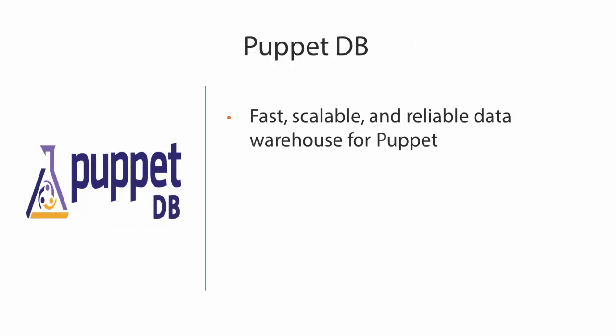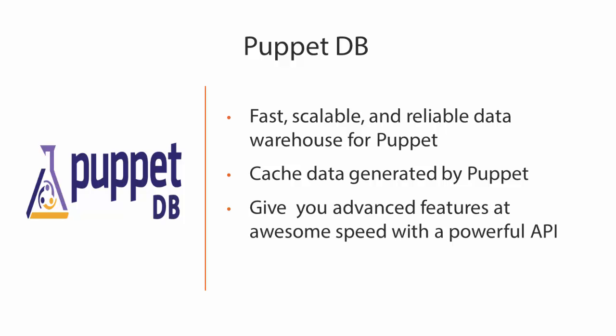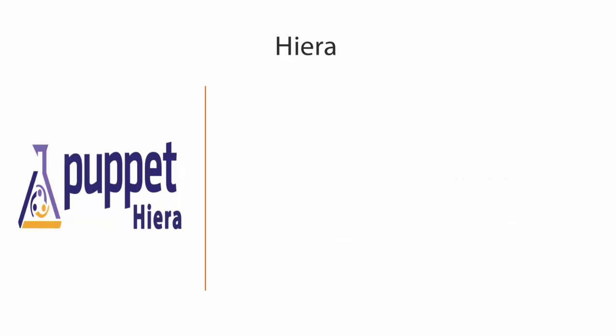PuppetDB is a fast, scalable, and reliable data warehouse for Puppet. In the case of Puppet, normally there is data generated by Puppet. If Puppet generates some data, then Puppet can cache this kind of data in PuppetDB. PuppetDB gives you advanced features at awesome speed with a powerful API.